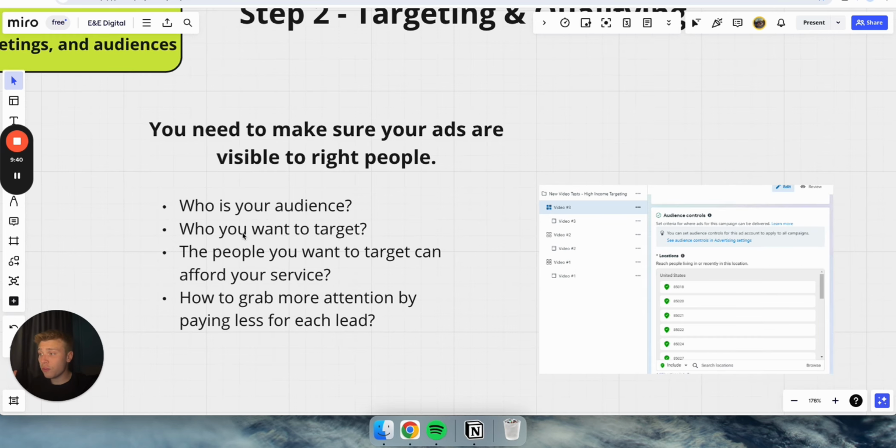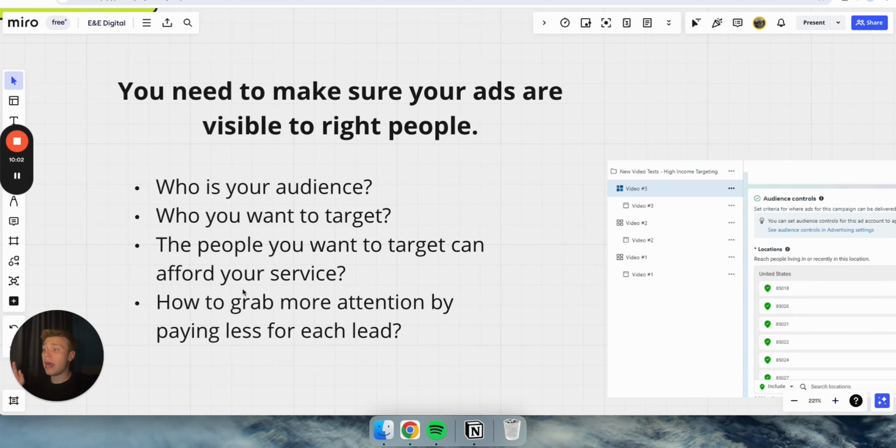Apart from that, can the people you want to target afford your service or not? Because we can get a ton of leads, but at the end of the day, we need to convert them. So they need to be the right people before we go for the other steps. As the fourth step, how to grab more attention by paying less for each lead. Because, okay, you might be getting someone's attention, but if it takes $200 or $300 to grab one person's attention, it's going to be bad.